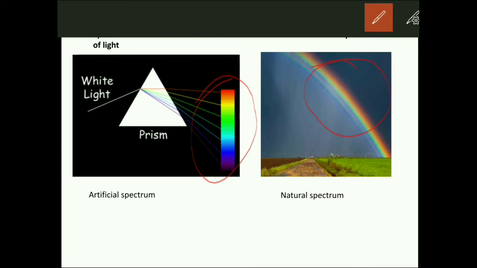And these colors are not distinct. The spectrum formed by the white light is not distinctly separated. They are overlapping. No one can separate the colors in a spectrum of white light. They all are overlapping.